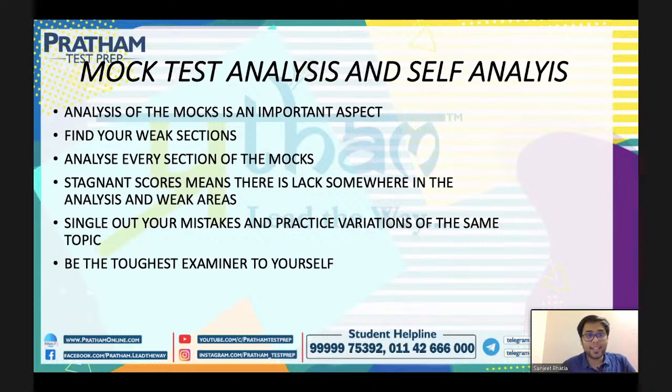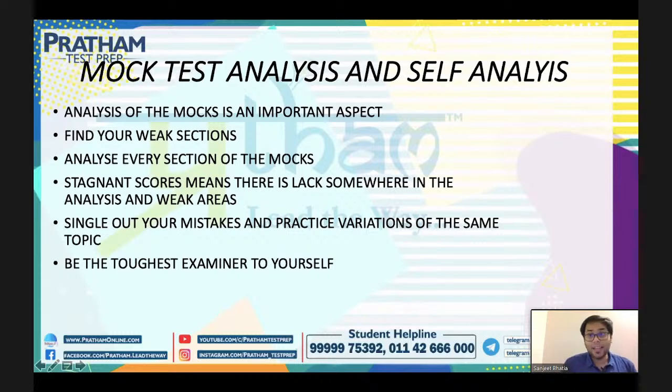Now the next thing is that you have to find your weak sections. Once you find your weak sections, then you can work on them. Otherwise you'll always be lurking around your weaknesses and you will never be true to yourself, right? So be the toughest examiner to yourself, and be true to yourself, completely honest about what you're doing in this paper, right? That is something which is very very important for you guys to make sure.